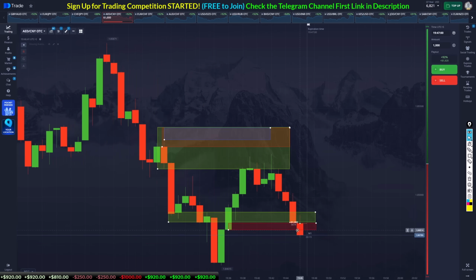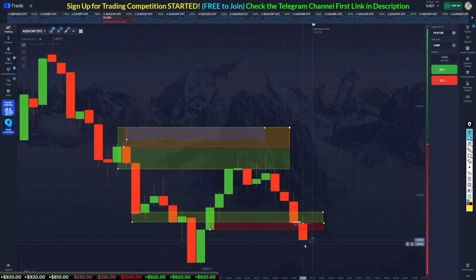Yeah, but we're going to lose this QM. It looks pretty clean. My entry is also below the zone, but it seems that we're going to lose this trade. And I know why we are losing this trade. I will explain that.